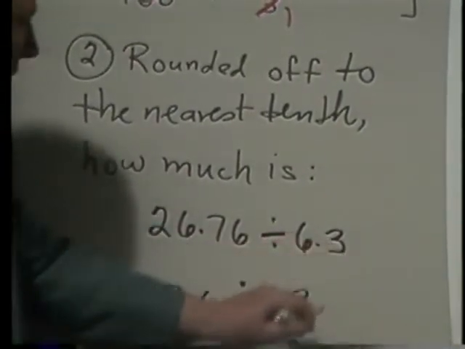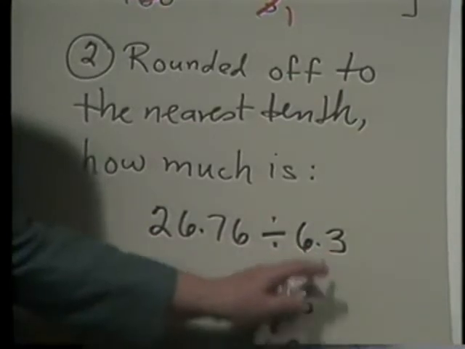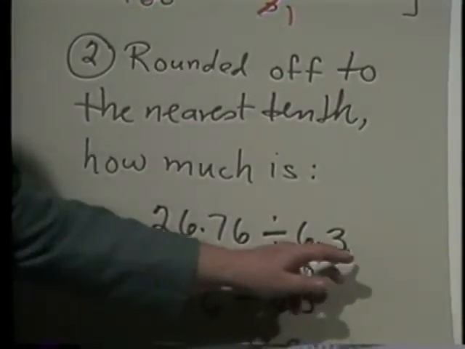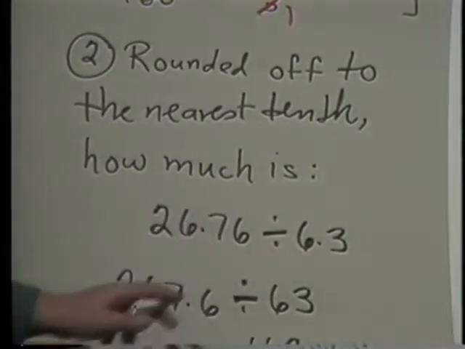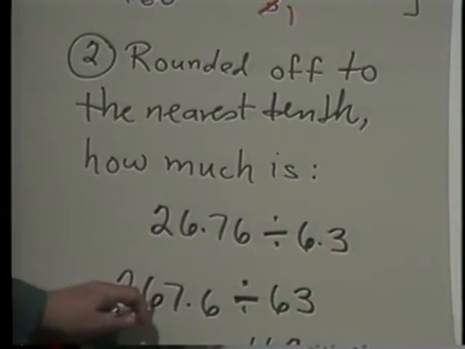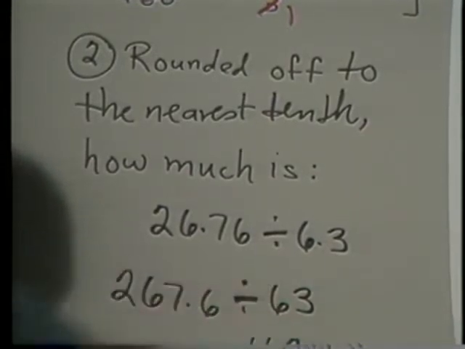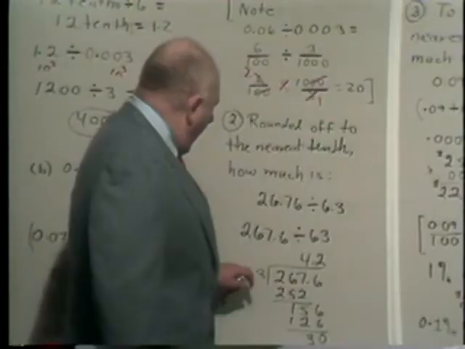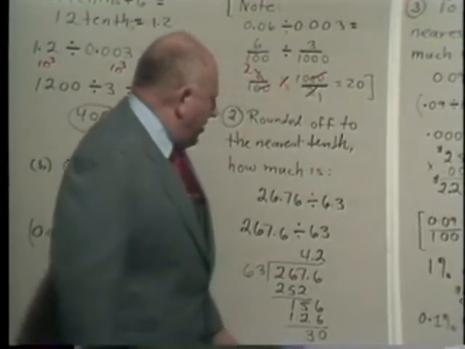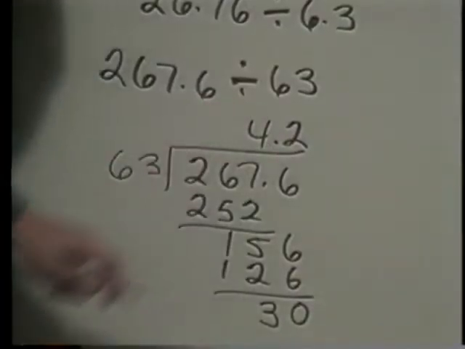To turn this into a whole number, we move the decimal point 1 place to the right. If we move it 1 place to the right here, which means we multiplied by 10, I also have to move it 1 place to the right over here. And we then write this as 267.6 divided by 63. And now we divide the 63 into 267.6. We line up the decimal point.